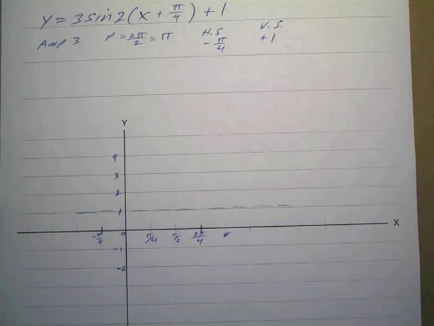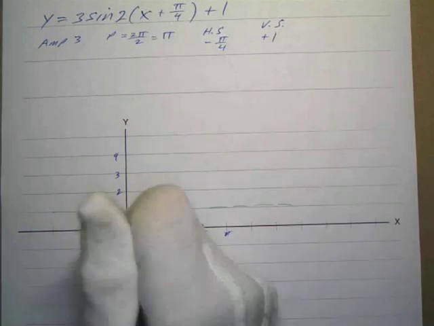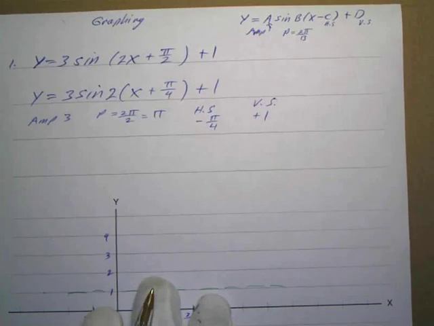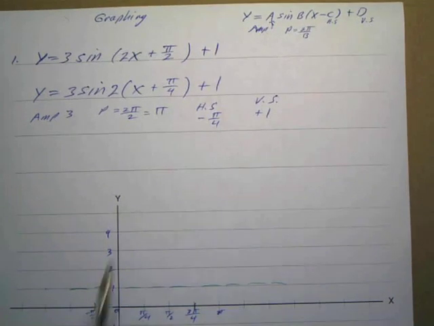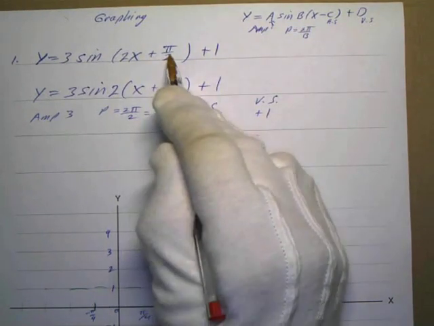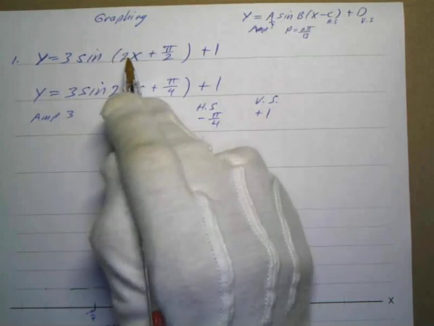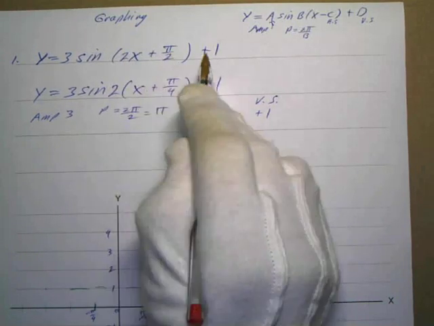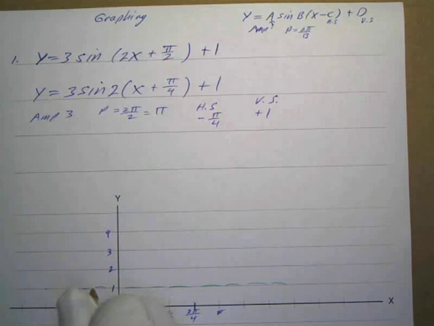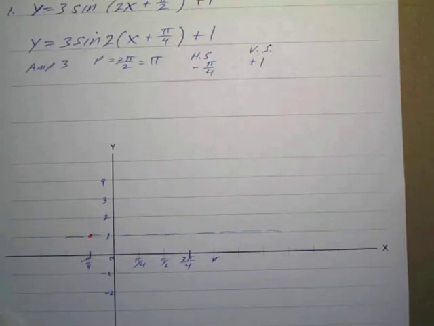And we know the sine is 0, so I'm usually going to start here. And even if I put this in, you could always put this in. If I put negative pi over 4 here for x, 2 times negative pi over 4 is negative pi over 2, plus pi over 2 is 0, sine of 0 is 0, so I just have 1. So I'm going to start at 1. That's my first point. You can always put those in to double check.